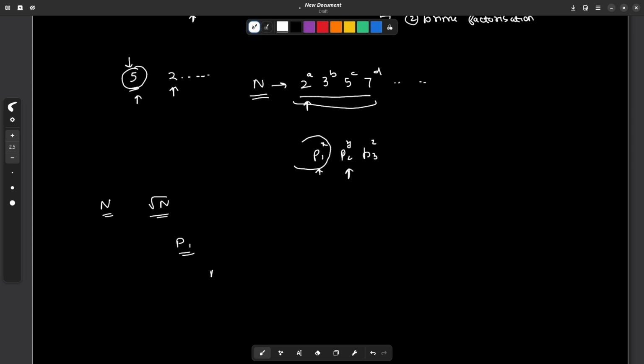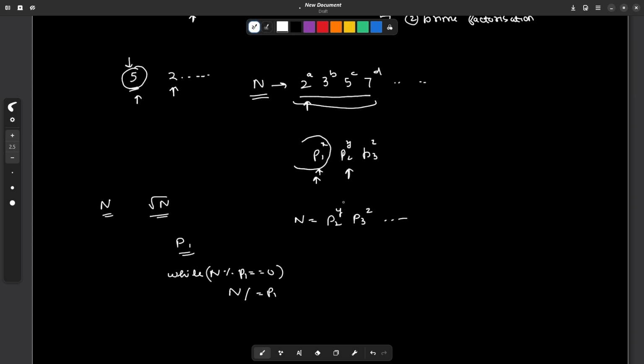So what I'll do, while n mod p1 is equal to 0, that means while n is divisible by p1, I will divide n by p1. Why am I doing this? I'm trying to remove all the factors of p1, or the first prime number, from n. And how will this help us? Now you will see that the new n that we get will be equal to p2 raised to the power y, p3 raised to the power z, and so on.